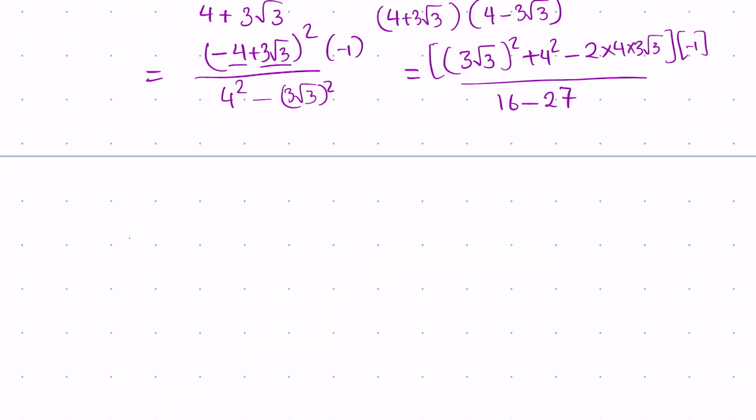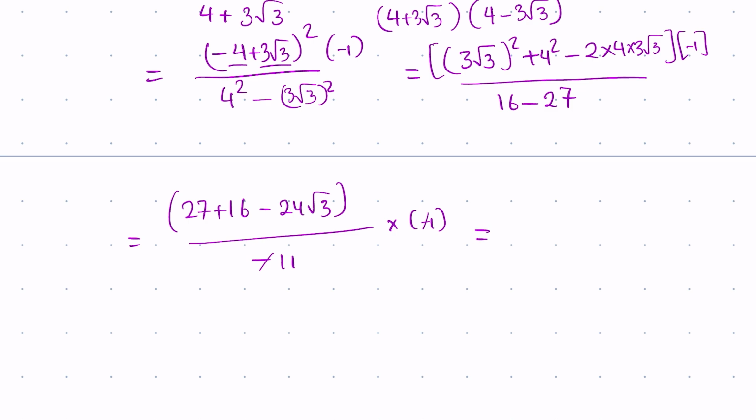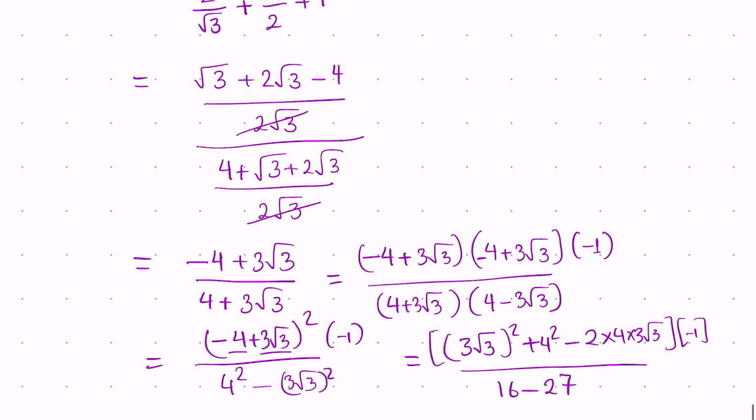So I get minus 11 in the denominator. I also have minus 1, so this can be cancelled, and the numerator, on simplification, you'll get 27 plus 16 minus 24 root 3. So that is nothing but (43 minus 24 root 3) divided by 11. That's our answer. So it's fairly straightforward.